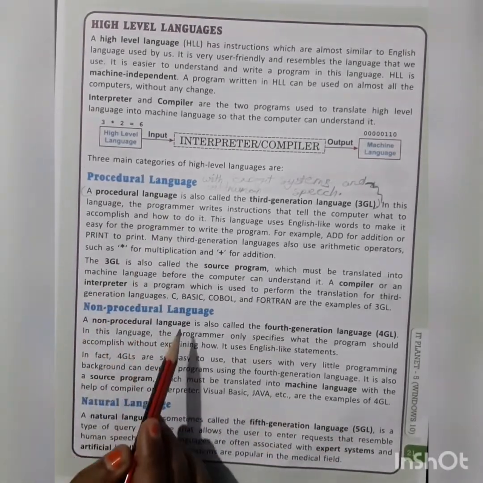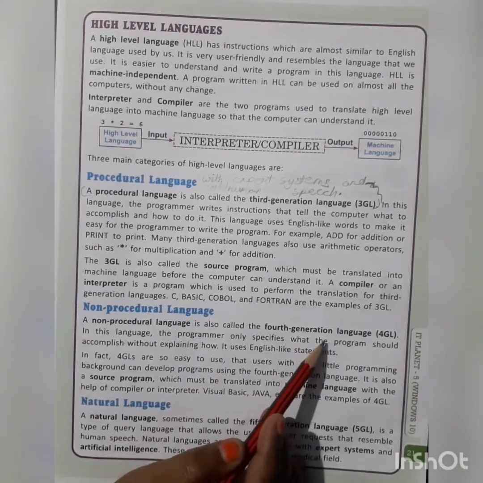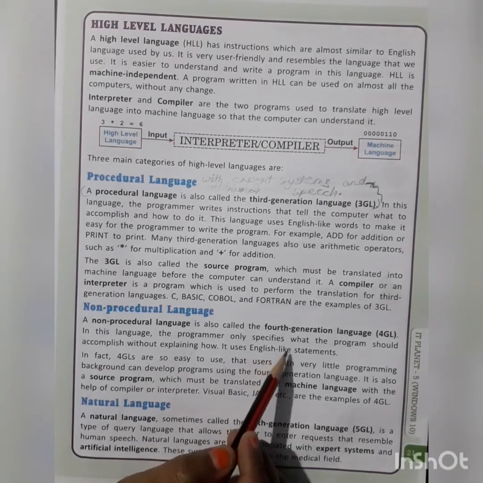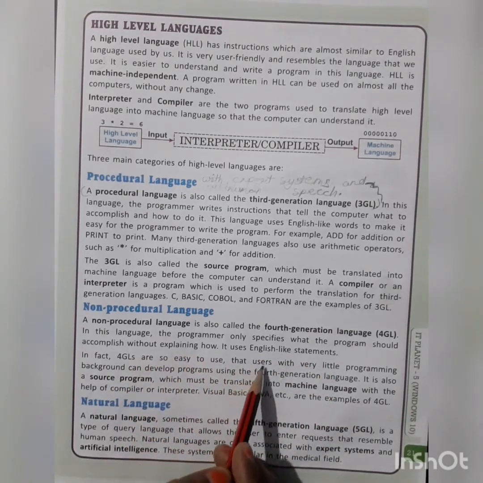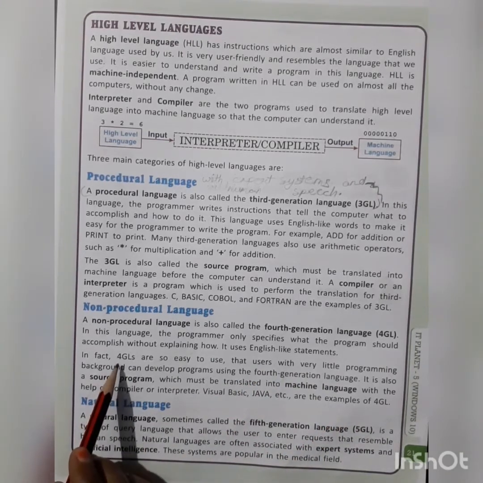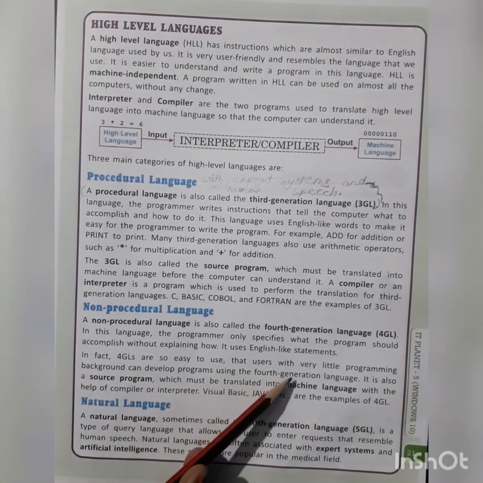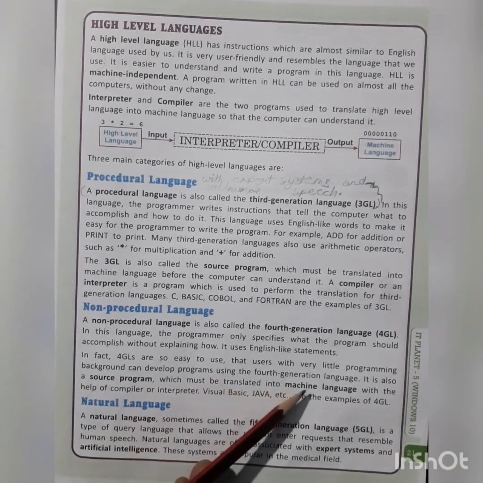Now, non-procedural language. A non-procedural language is also called the fourth generation language, used in fourth generation computers. In this language, the programmer only specifies what the program should accomplish without explaining how, using English-like statements. In fact, 4GLs, fourth generation languages, are so easy to use that users with very little programming background can develop programs using them.